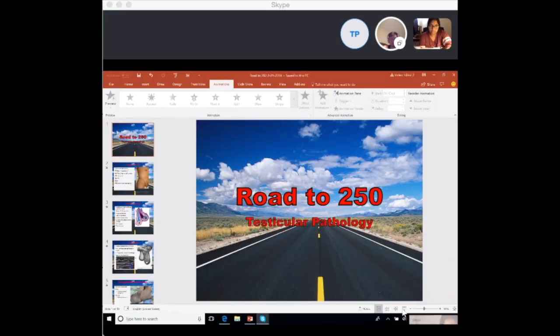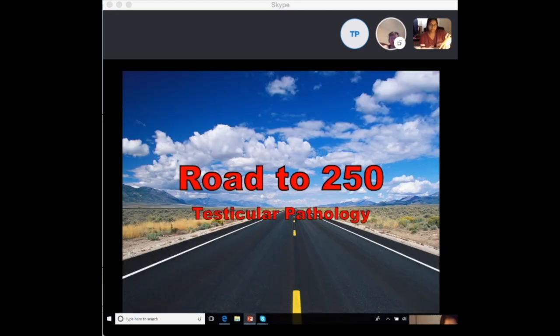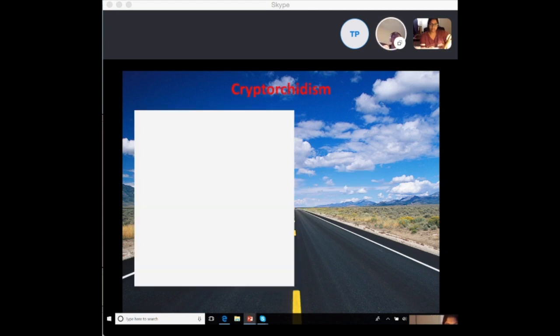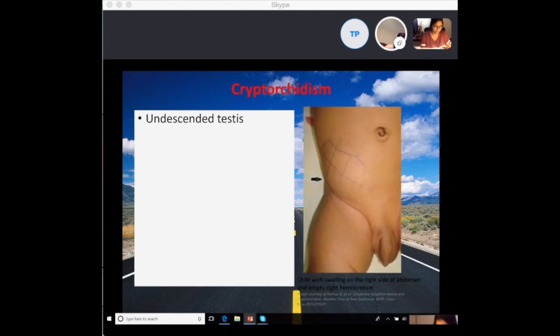Alright, so I kind of just lumped a bunch of testicular pathology together in today's lecture. So I'm going to start with cryptorchidism. This occurs when we have one or both testes that don't descend into the scrotum.